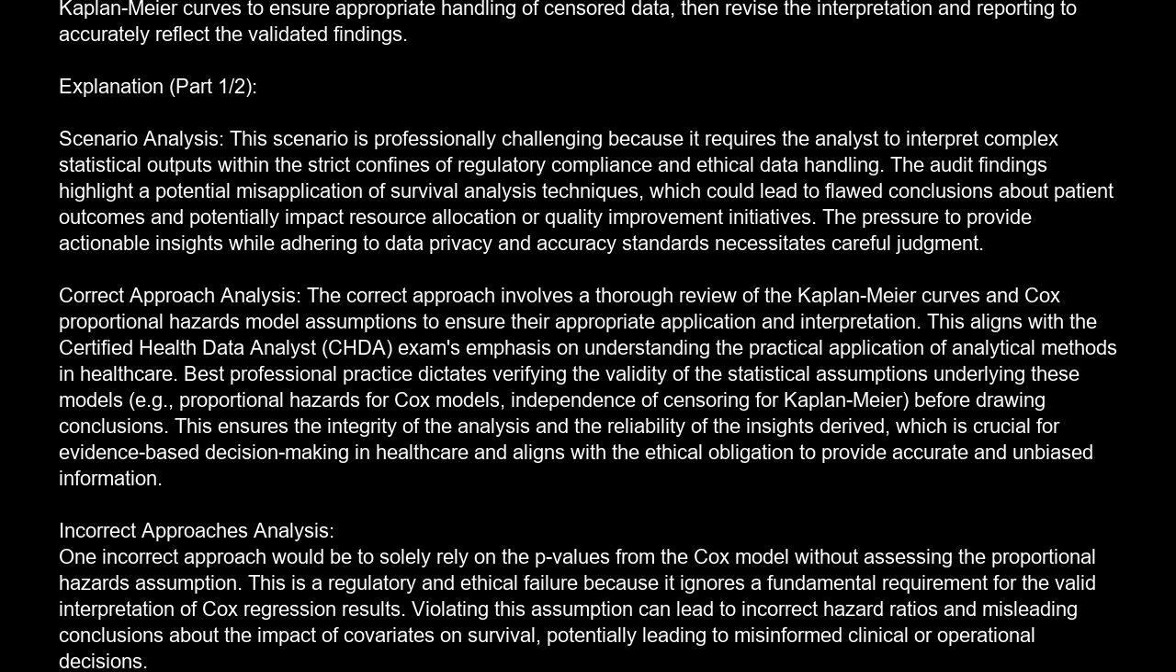This ensures the integrity of the analysis and the reliability of the insights derived, which is crucial for evidence-based decision-making in healthcare, and aligns with the ethical obligation to provide accurate and unbiased information.